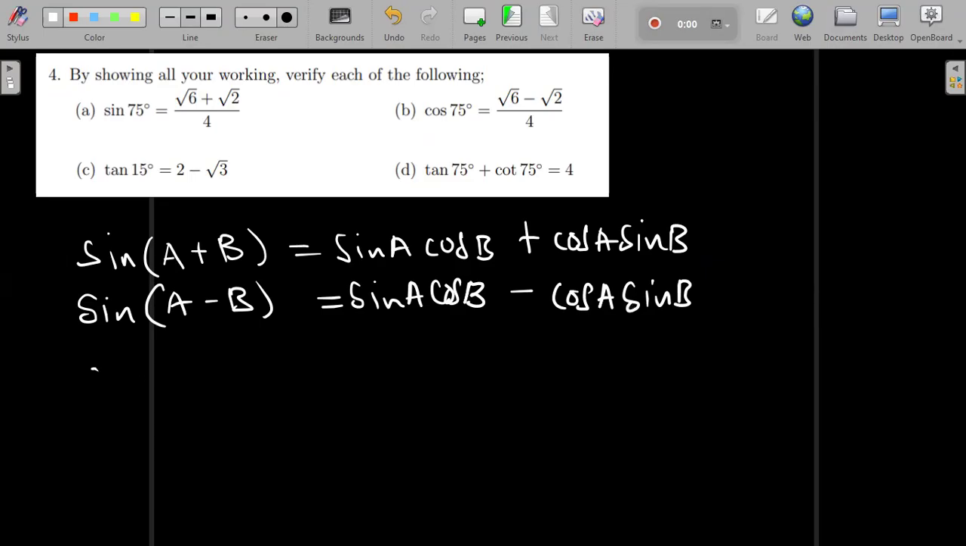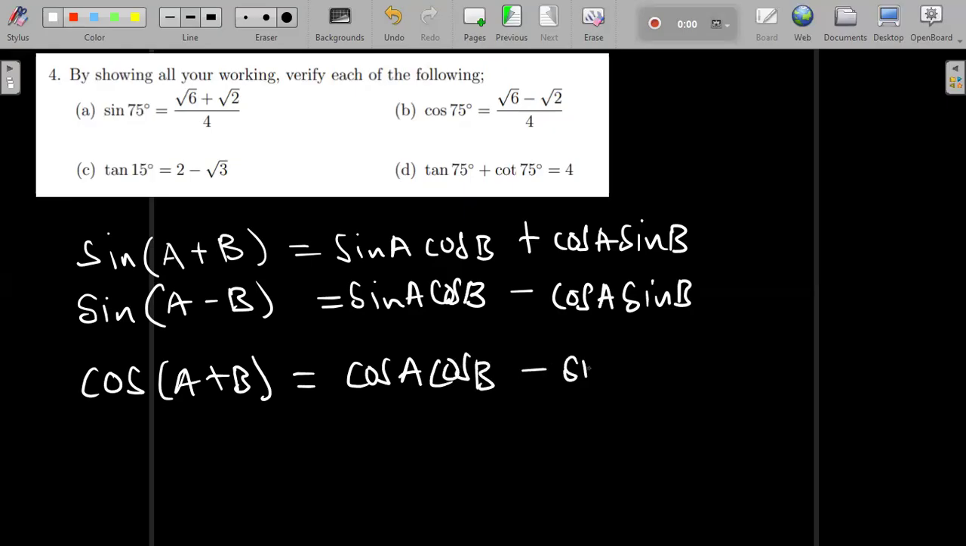So we're going to use this to prove the first question there where I have a sine. And then what about the double angle formula for the cosine? So cosine of A plus B is actually equal to cos A cos B, and then minus sine A sine B. Okay, so that's the double angle formula for the cos.